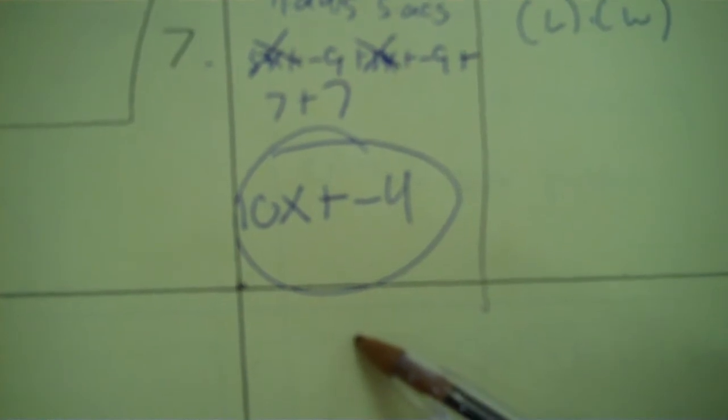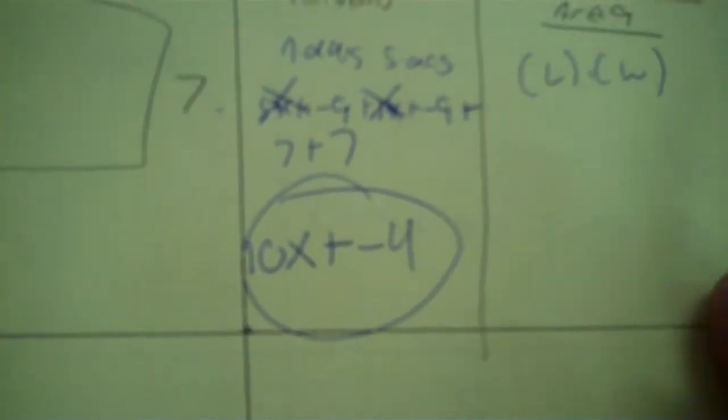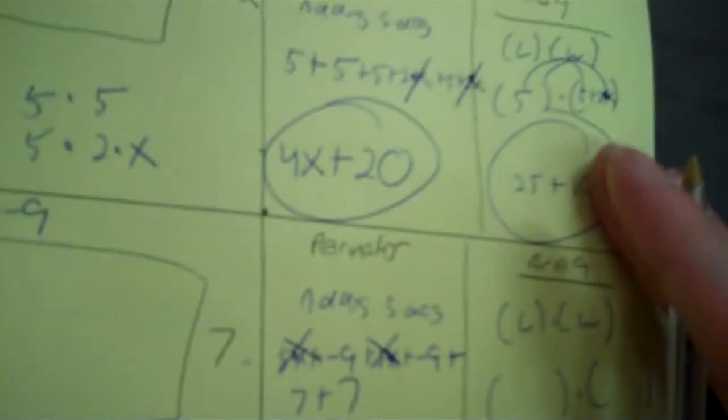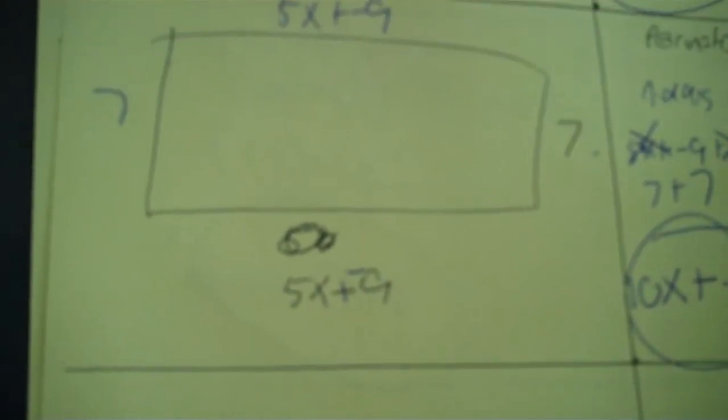Okay. I end up with one number multiplied by x plus a number not multiplied by x. So we can't times that. We can't add when one's multiplied by x, one's not. So we're done. Okay. Area, length times width. Length, and if you get the length and width mixed up, it doesn't matter. Okay, so 5x plus negative 9 is my length, 7 is my width.